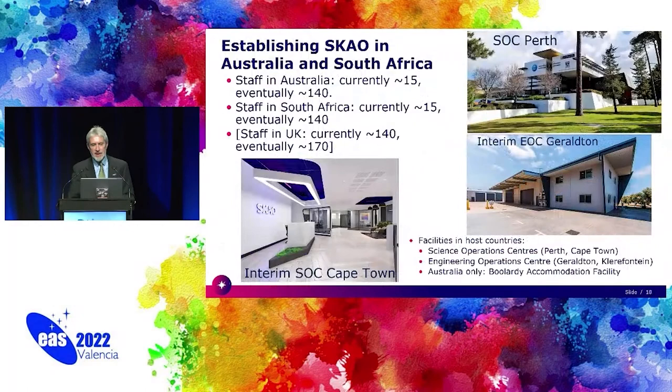Finally, just showing you some numbers around the staffing. We're currently at about 15 and 15 in both of the telescope sites out of a total of 140 that will be there, and very near the full complement at our headquarters of about 140 of the total of 170. And the Science Operations Center in Perth, you can see interim Engineering Operations Center and interim SOC in Cape Town. So things are progressing very well on all fronts.